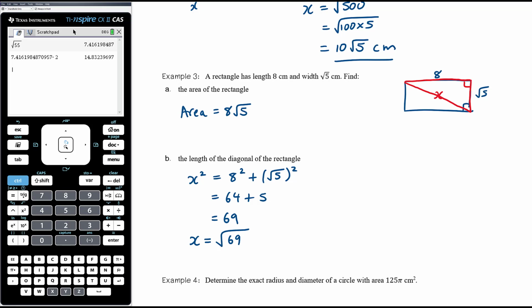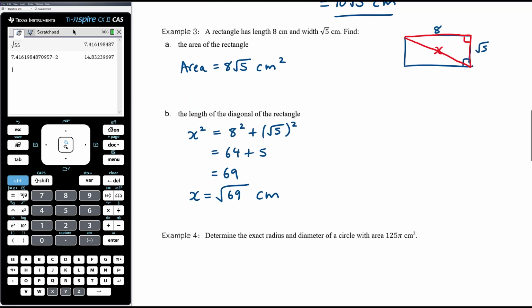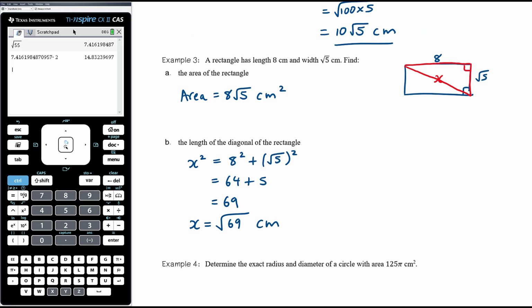We've got units here again, so area should be in centimetres squared. Diagonal length is a length, so that's going to be in centimetres. You can think about it: root 64 would be 8 centimetres, so the diagonal length is a bit more than 8 centimetres. That makes sense given that this length here is 8, so the diagonal has to be longer than 8 centimetres.